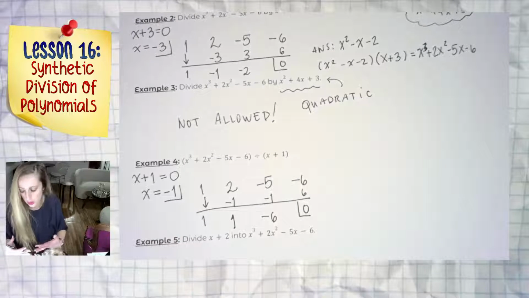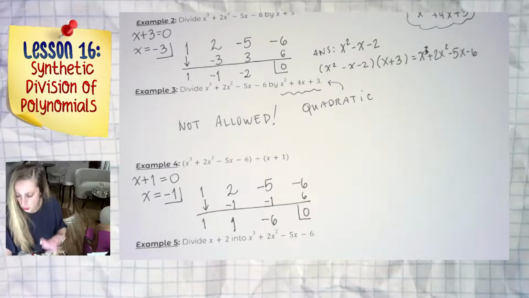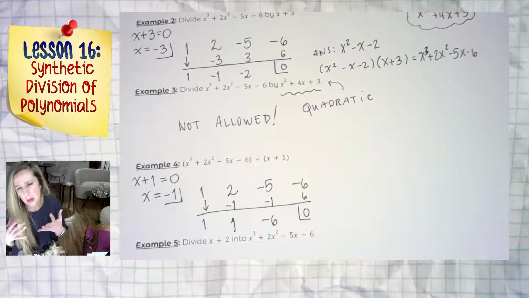Now, why did these all give me a remainder of 0? If you look back at that first page, the x plus 1 times x plus 3 times x minus 2, this is how we made this problem.